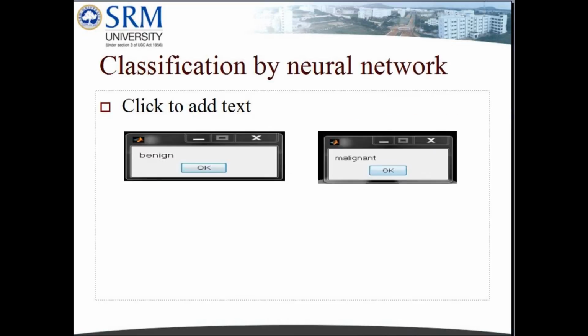These two are the screenshots of my classification of the different stages of tumor, where it will show whether it is benign or malignant.